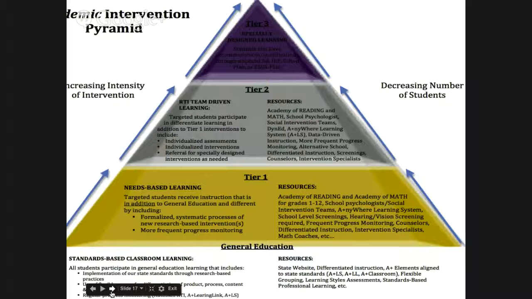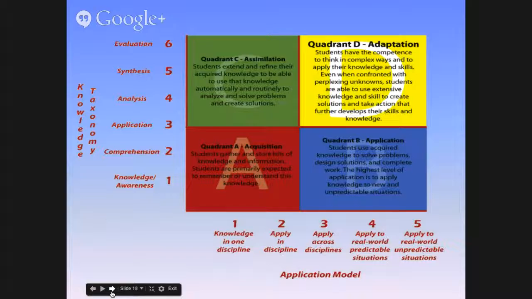It also helps with your rigor relevance model so that you're working in quadrants A and D inside your classroom, and quadrants A and B are happening.